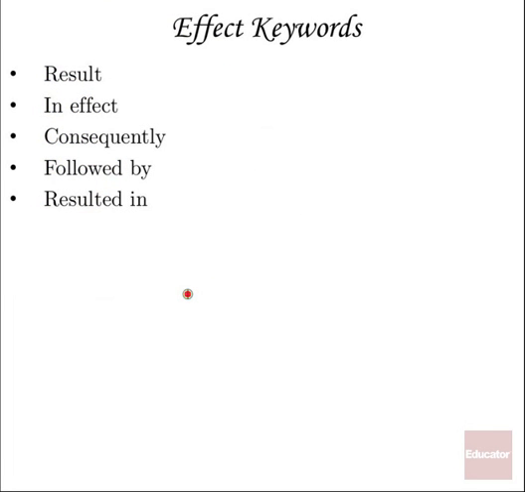Effects are the opposite of causes. Result, in effect, consequently, followed by, resulted in. The Beatles was one of the first groups to write all of their own music. As a result, they became a very, very popular music group. A Wrinkle in Time was resisted by many people when it first came out. Consequently, it was actually banned in several schools.